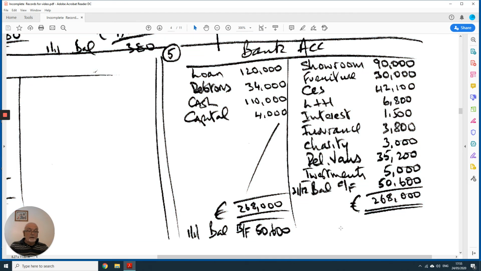A final point there, don't be tempted to change the figure for furniture 30,000 because some of it belongs to the owner, some of it will be charged to the owner. Don't change the credit entry in the bank account because after all we did actually spend 30,000 on buying furniture. The use to which it was put isn't relevant in our bank account. So this firm has 50,600 left over in its bank account, and we're going to put that in as one of our current assets in our balance sheet.